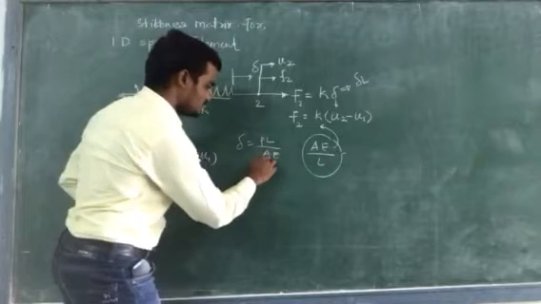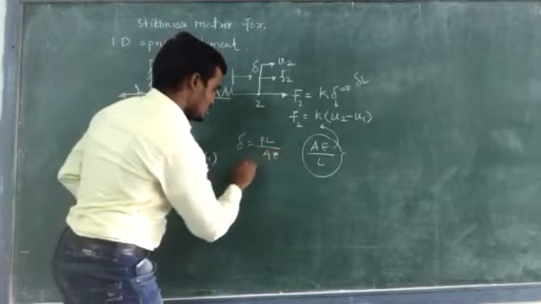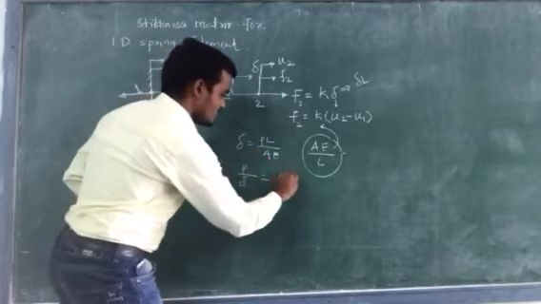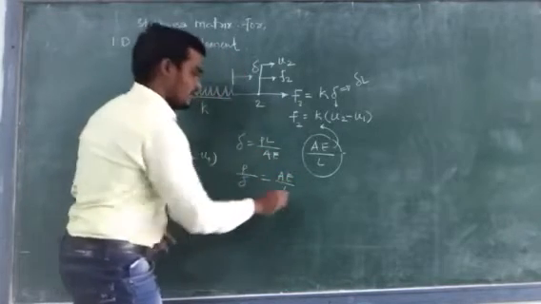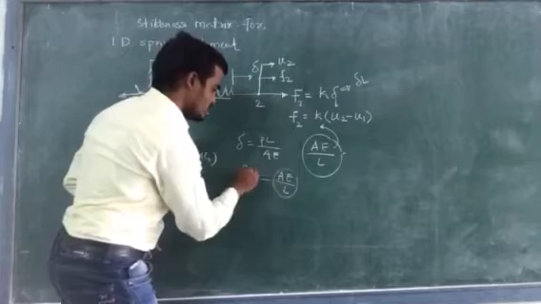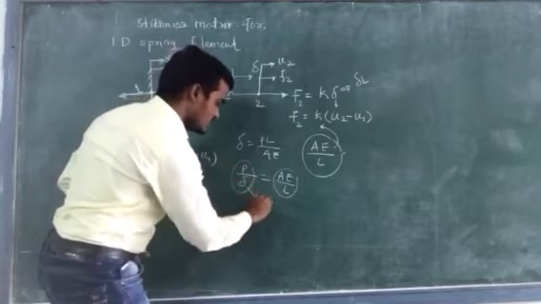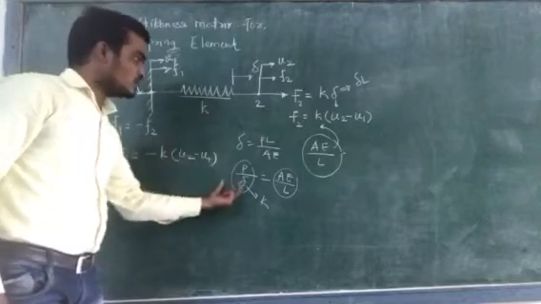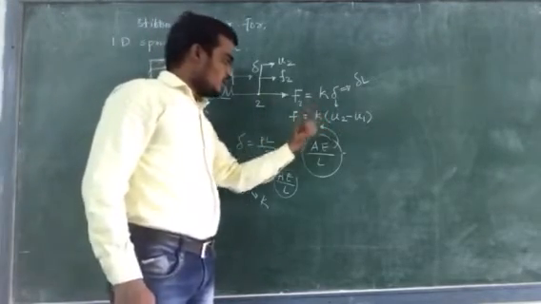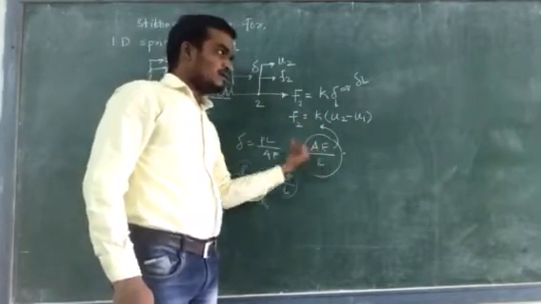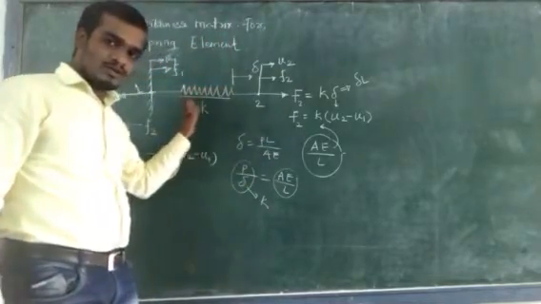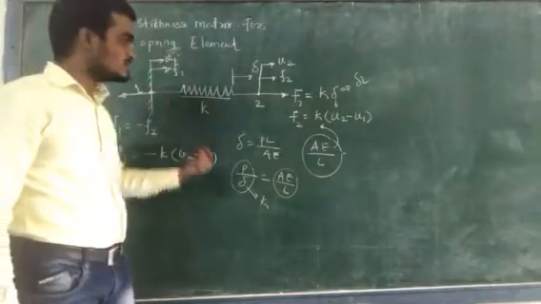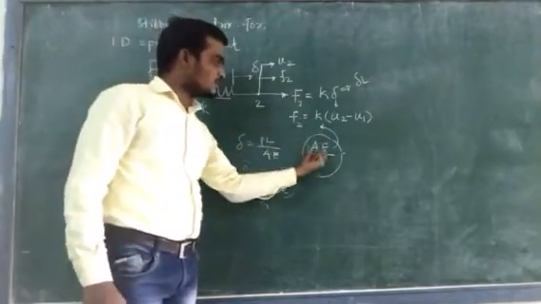So P by delta will become A by L, because P by delta is nothing but your stiffness, or the stiffness of that spring. Instead of K we have written A by L during our derivation of one-dimensional bar element. For the one-dimensional bar element we have considered this stiffness equal to A by L.